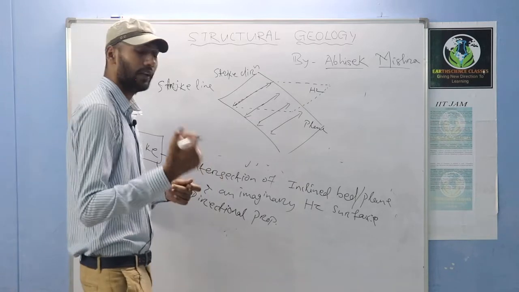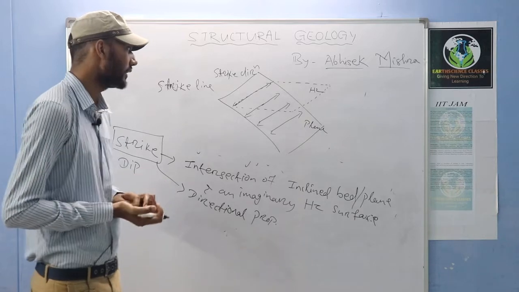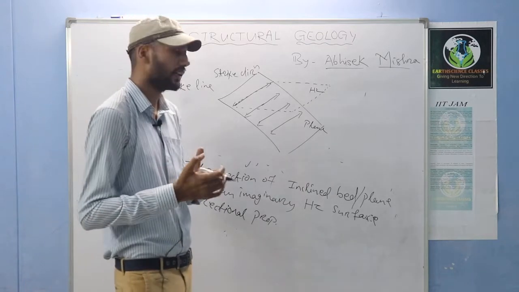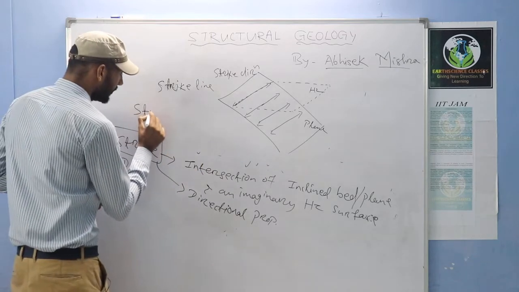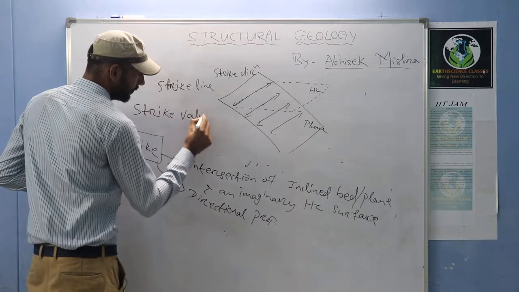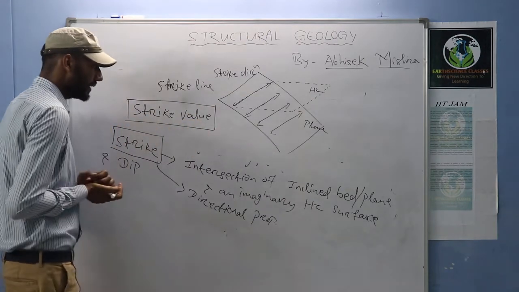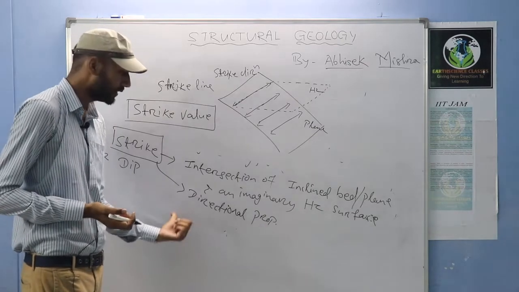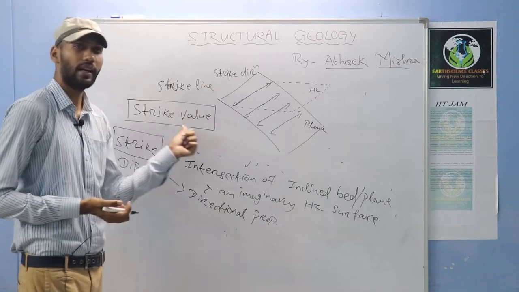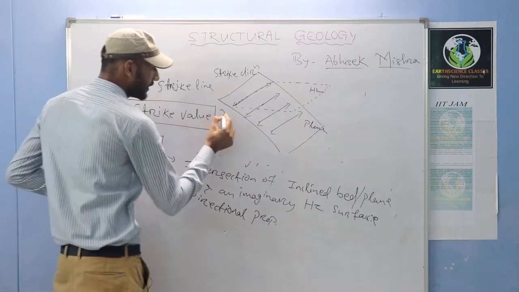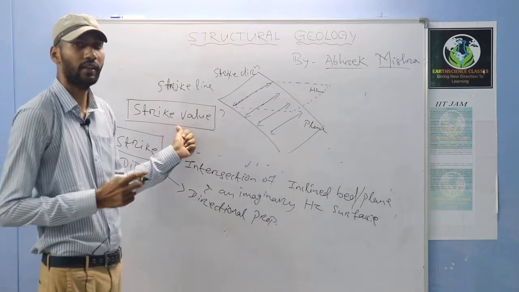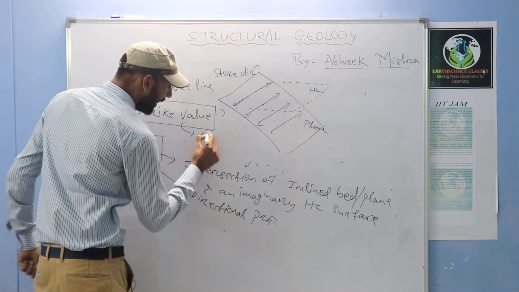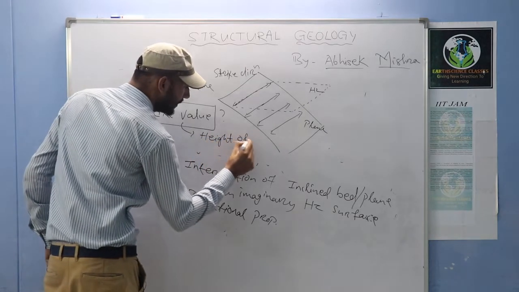But when we study structural maps, which is also in your course, there is a term we are going to use, that is strike loop. We are also going to use a term, that is strike value. Most of the students get confused, because previously I told you strike does not have any value, it only has direction, it does not have any magnitude, then what is strike value? So let it be a question mark. I will explain this while discussing structural maps. Just know that strike value will give you the height of the bed.